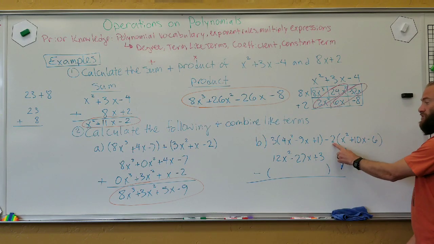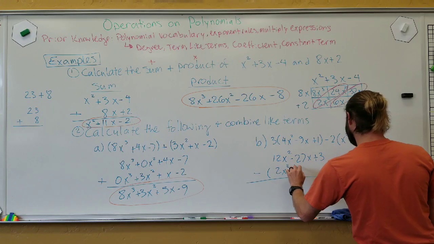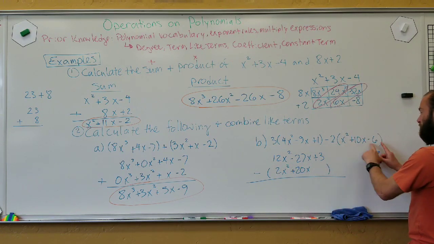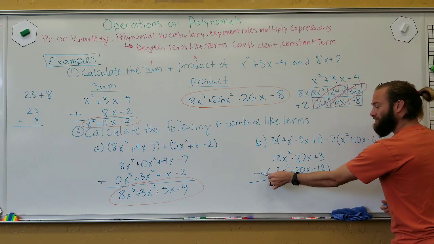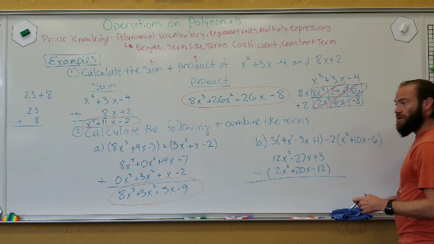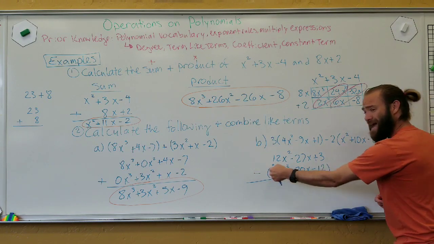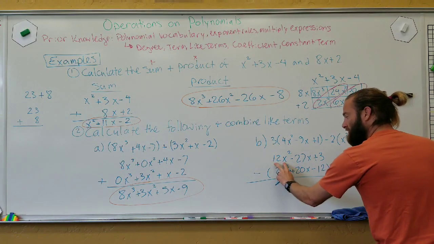Now if I distributed the 2, just only the 2, it's going to be 2x squared plus 20x, and then 2 times negative 6 leaves this one as negative 12. And then the negative turns into subtraction. But again, like I told you, if you wanted to distribute the negative 2 in there and then make adding, that's also okay. In any case, it's going to give you the same thing.